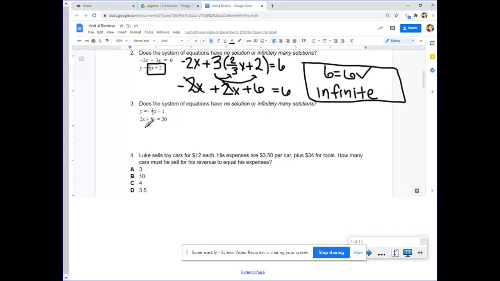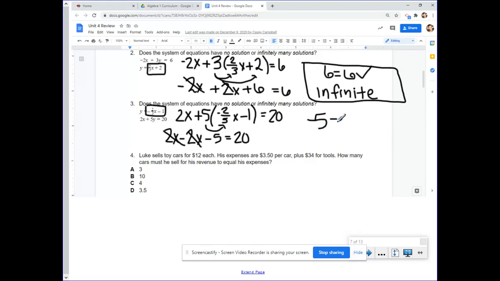So on 3, it's the exact same question. I'm plugging in this part right here into where y is on the second equation. So I start with 2x plus 5, and then they ask for a y. I'm going to replace that with negative 2/5 x minus 1, and it's supposed to equal 20. So all I've done now is replace the y in the second equation with negative 2/5 x minus 1. The 2x, I just keep there. 5 times negative 2/5 is what? Yeah, negative 2x. 5 times negative 1 is negative 5, and it equals 20. So once again, my x's cancel out, but this time I'm left with negative 5 equals 20, and that is not true, which makes this no solution.